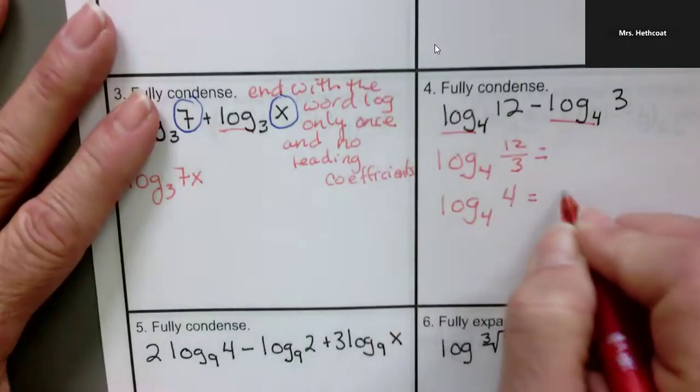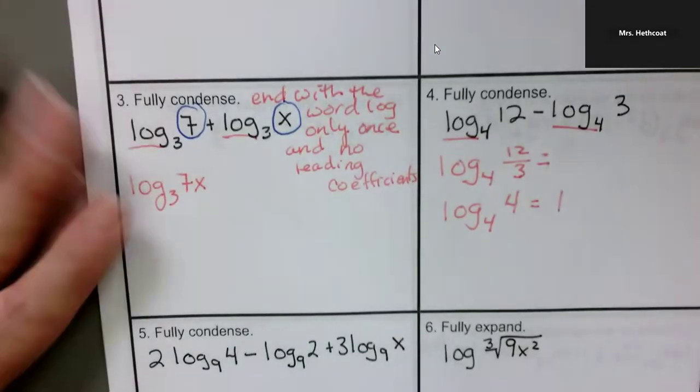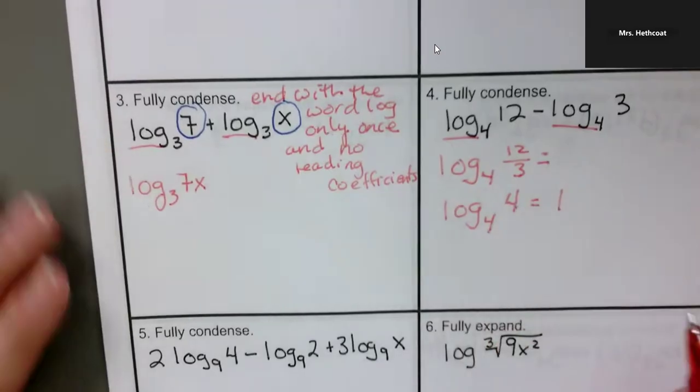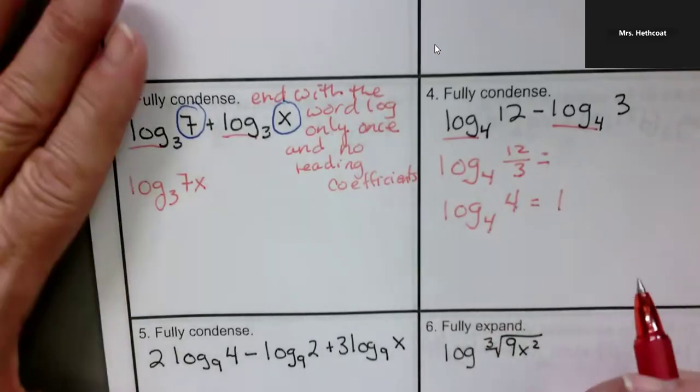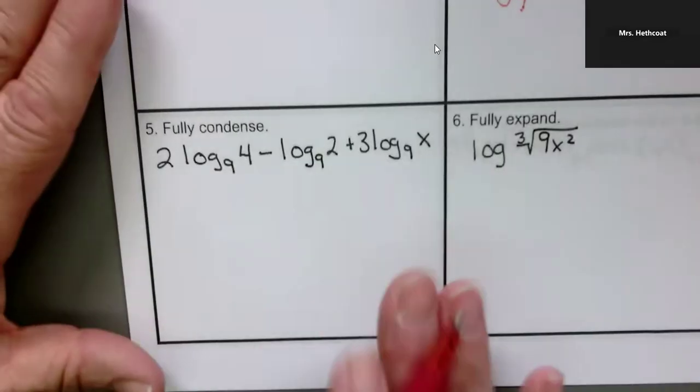Now that does in fact equal 1, so that would be a good thing to note, right? Because if the base and the number are the same, it is always 4. Sorry, it is always 1. I apologize, I misspoke. Now number 5 combines all 3 of our properties that we learned.